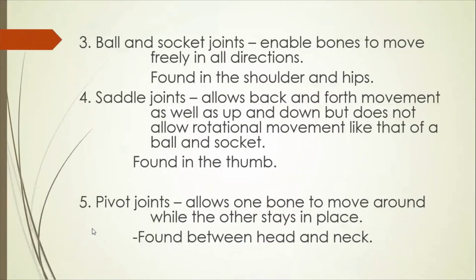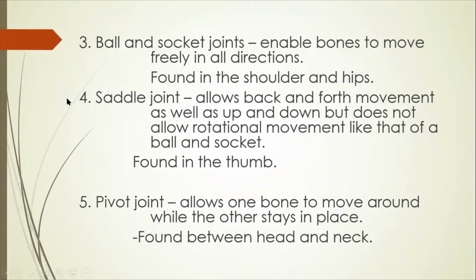Next, ball and socket joints. These enable bones to move freely in all directions. These are found in the shoulder and the hips.